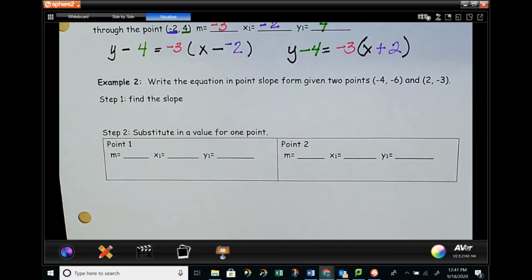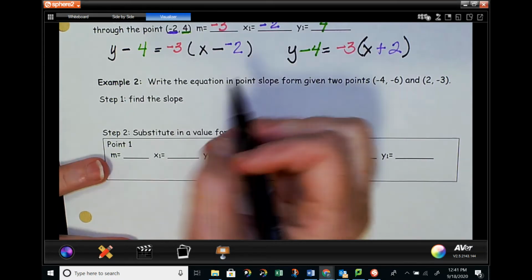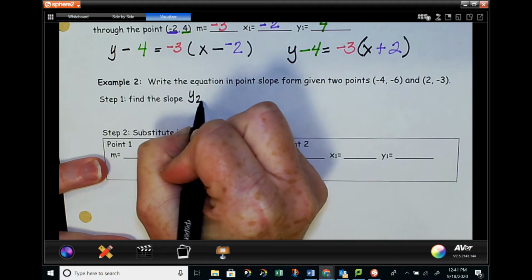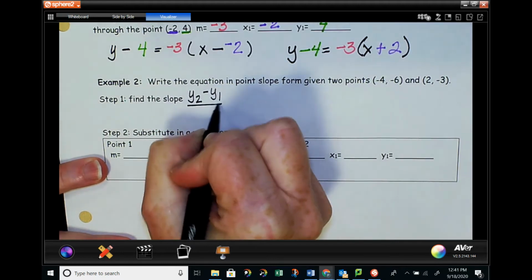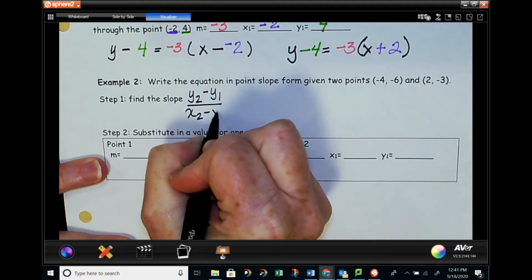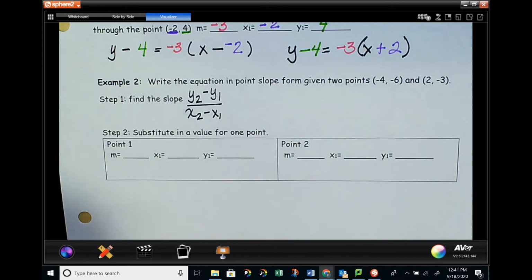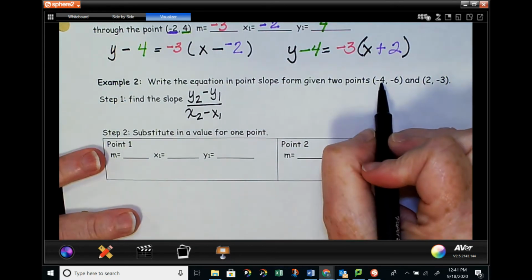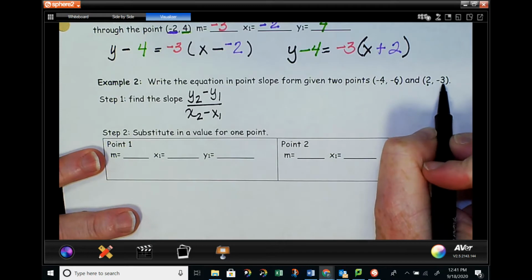So here's example two. In this example, you're going to do point slope form when you are given 2 points and you are not given the slope. So the first thing you have to do is find the slope. And remember, finding the slope is y2 minus y1 over x2 minus x1. And then we just go through again, x1, y1, x2, y2.